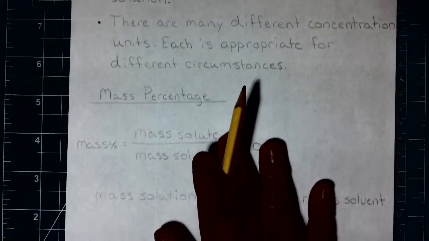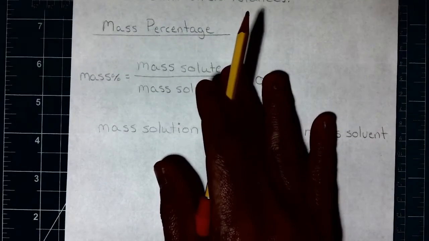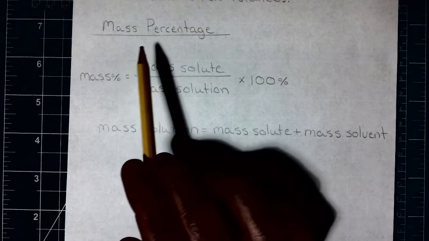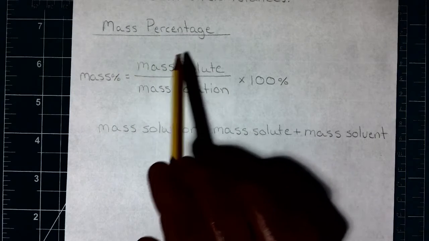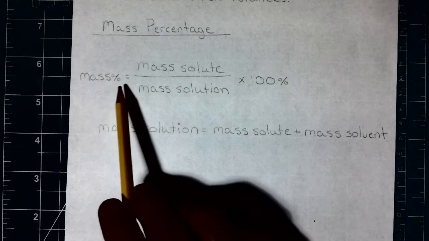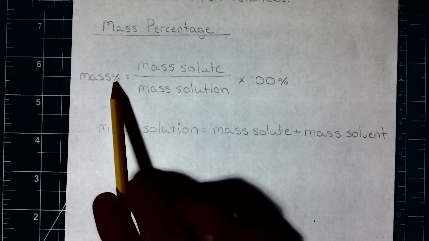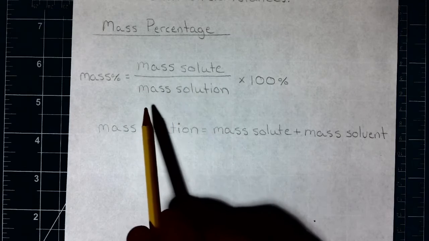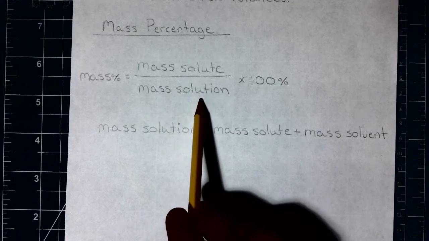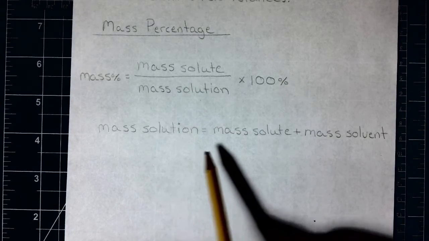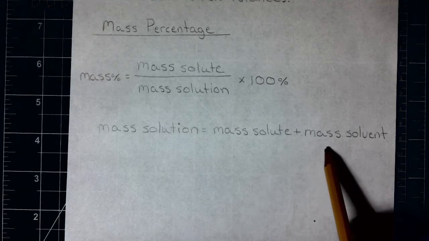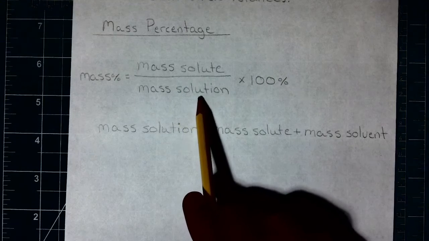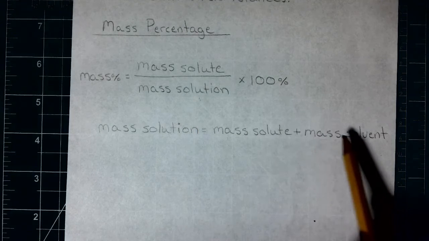So you're going to see different units used depending on what kind of field you go into. One of them that is pretty common is what we call the mass percentage. We often abbreviate this as mass with a percent symbol here. And this is going to equal the mass of the solute divided by the mass of the solution, where the mass of the solution is the mass of the solute plus the mass of the solvent. And it is important that we learn to make a distinction between solution and solvent.